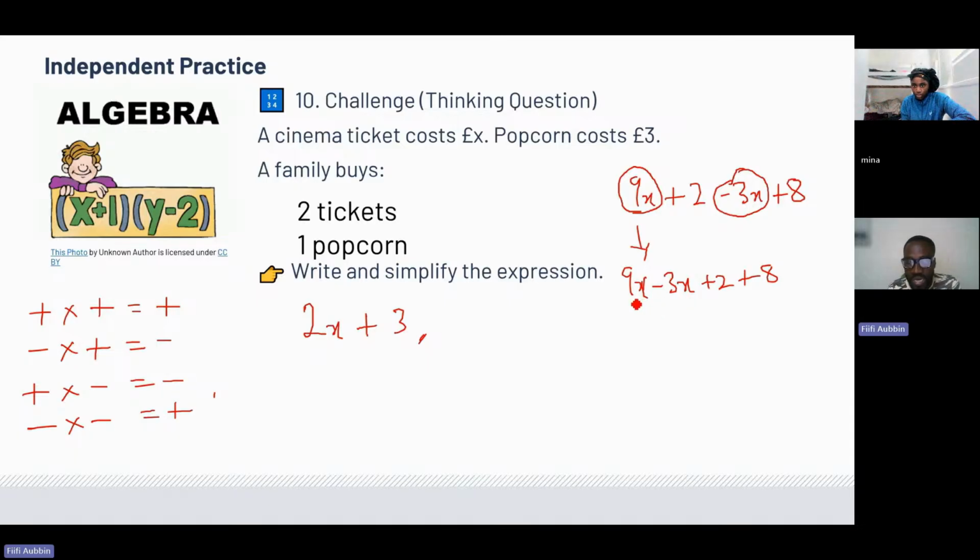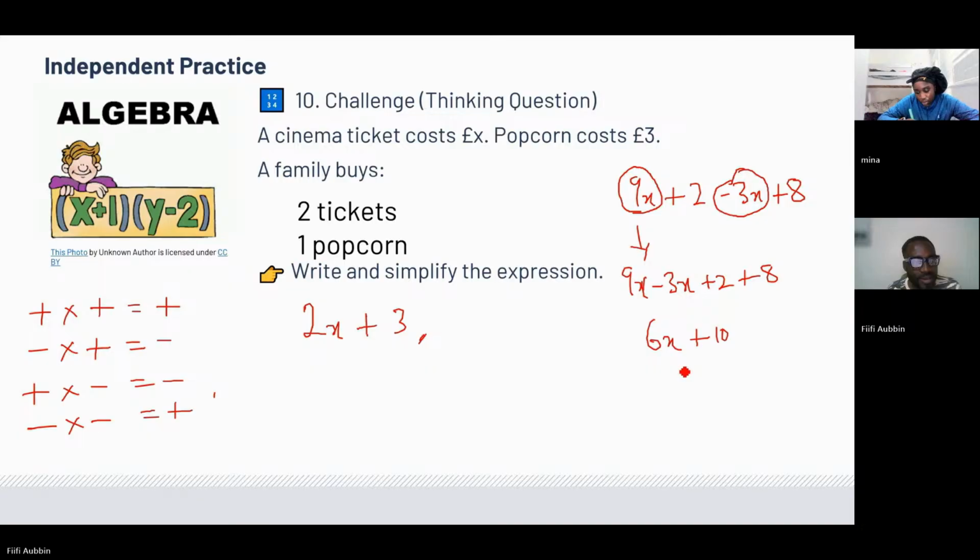Now that you have it in this format, it should be easy for you to solve. So this will be 9 minus 3. I thought it was like a negative, like 1 degree Celsius. Okay. So 9 minus 3 is what? 6. So 6x. Then 2 plus 8 is what? 10. That's it.